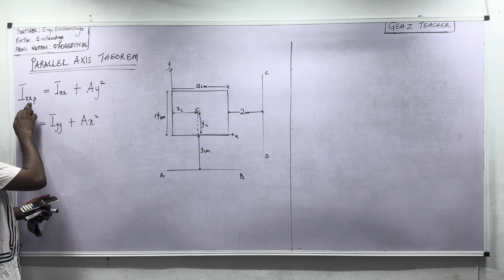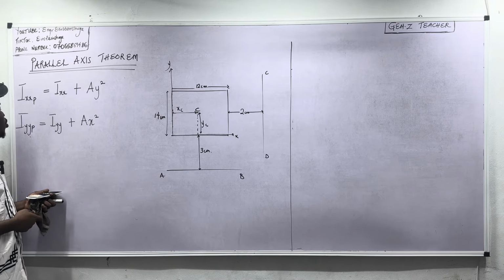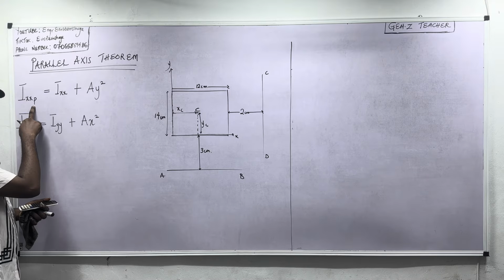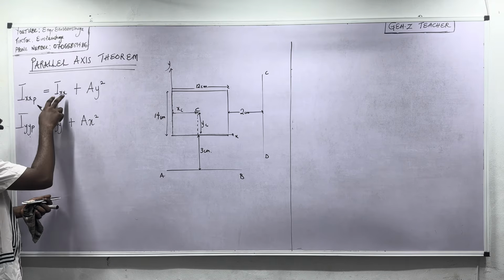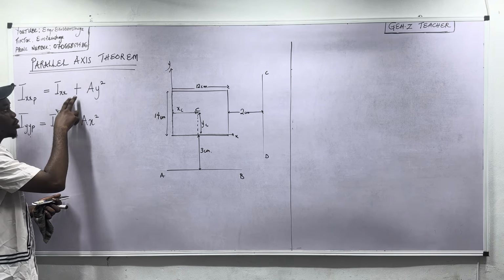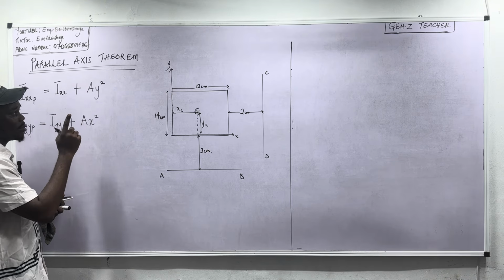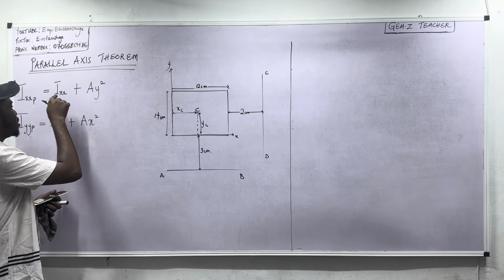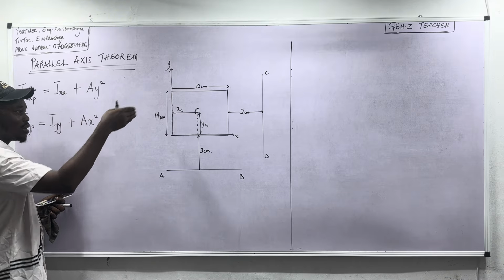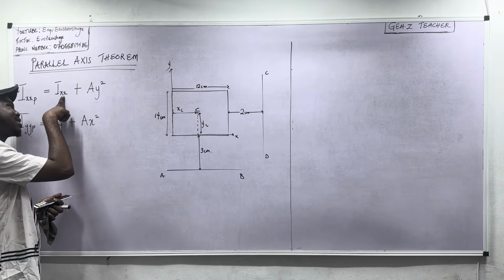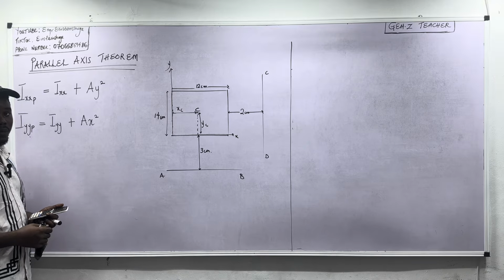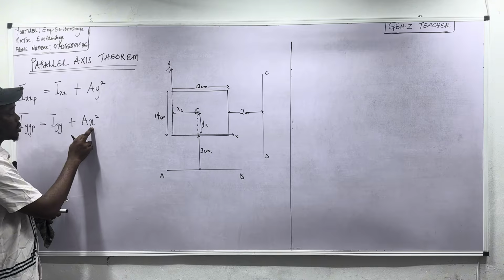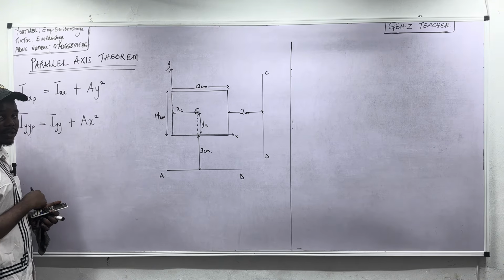Ixxp is the moment of inertia of this shape from the x centroid to a parallel axis. Now what will the formula be? It becomes the moment of inertia of that shape itself plus the area of the shape times y squared. If we're dealing with x, we're using y. y is the distance from this x centroid to the parallel axis. The same pattern goes for the y one. The x is the distance from the y centroid to the parallel axis.